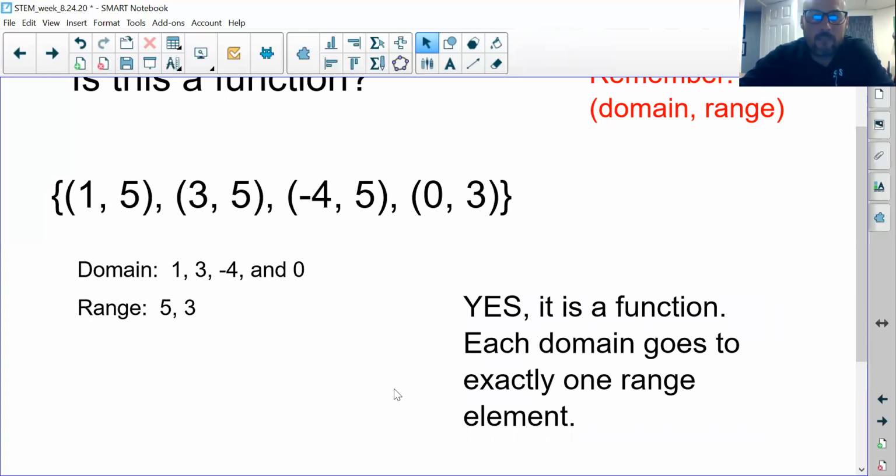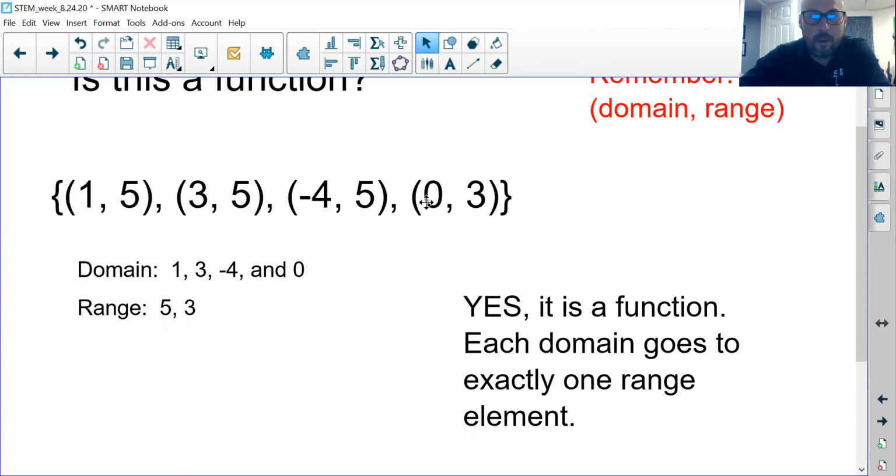If you say no, it's not a function, why not? If you say it's not a function, you have to identify one domain element that goes to at least 2 different range elements. And that doesn't happen here. 1 goes to 5. Does 1 go anywhere else? No. 3 goes to 5. Does 3 go anywhere else? No. Negative 4 goes to 5. Does negative 4 go anywhere else? No. And 0 goes to 3. 0 doesn't go anywhere else.